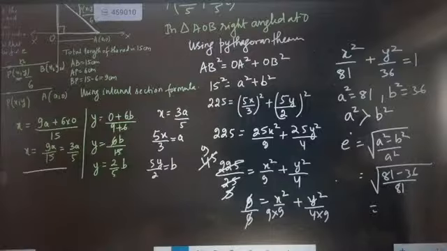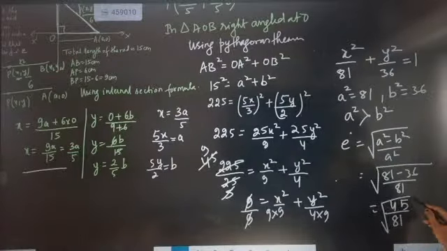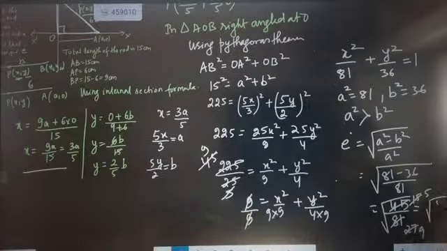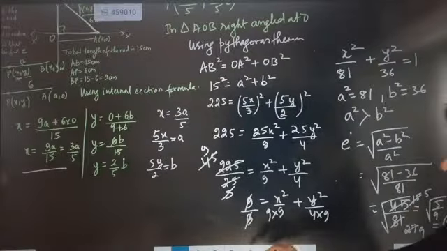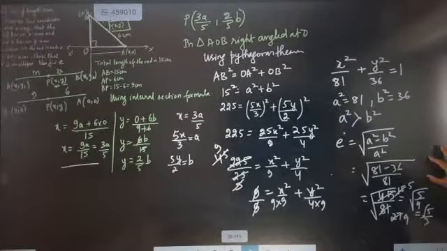So 81 minus 36 will become 45. So 45 by 81 under root. Simplifying, 45 by 81 is 5 by 9, so root under 5 by 9, that is root 5 by 3. So the eccentricity is coming as root 5 by 3.